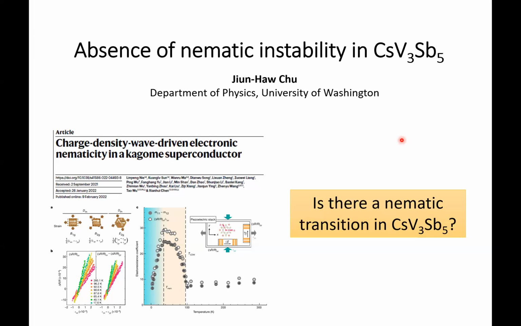So today we're very happy to have Jiun-Haw Chu to give a talk on the debate of electronic nematic phase in the 135 family of vanadium kagome lattice superconductors. Jiun-Haw has done many wonderful works on electronic nematic phase in iron-based superconductors. So he has extended his technique to other materials as well. Today we'll hear his view of what is happening in terms of electronic nematic phase in vanadium 135. Thank you, Jiun-Haw.